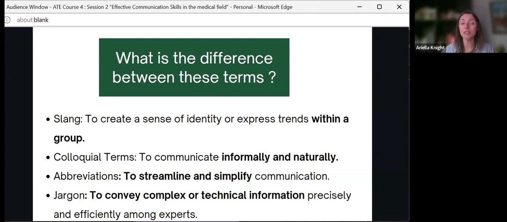We have colloquial terms. Colloquial terms are very localized language, and they help us communicate informally or naturally. That's when the hospital has its own specific way of talking about things that's only specific to that hospital or to that clinic. And if you went to another hospital, even down the road, they wouldn't be using the exact same terminology. Abbreviations are a little more widespread. They tend to be specific to an industry, and are used to streamline and simplify communication. And then jargon. Jargon is about technical information. Jargon is technical words that if you're not in the field, you would not understand. So jargon is almost the opposite of layman's terms.